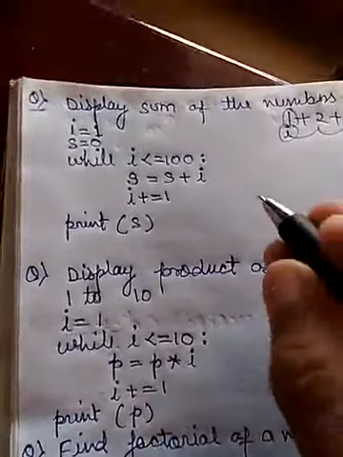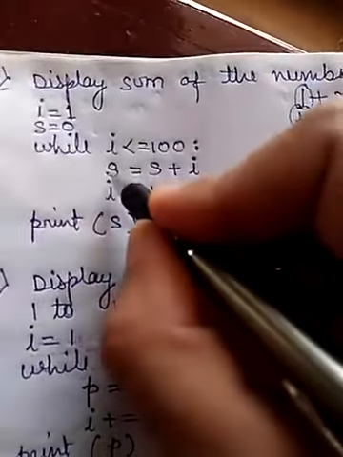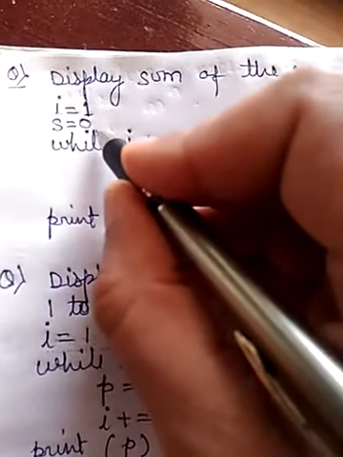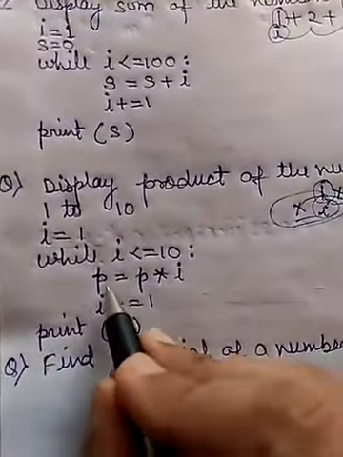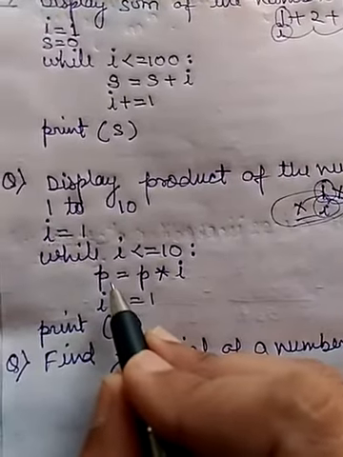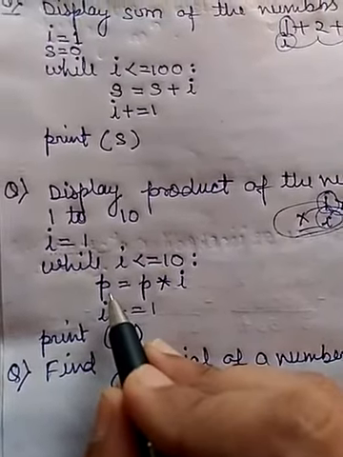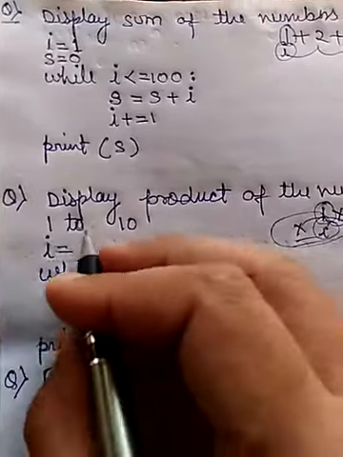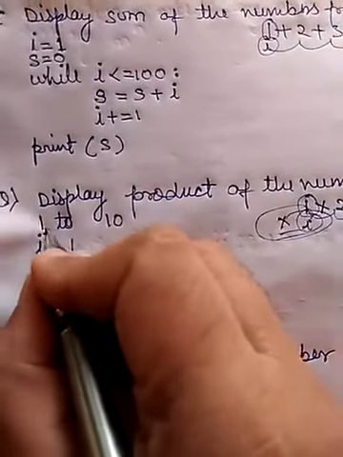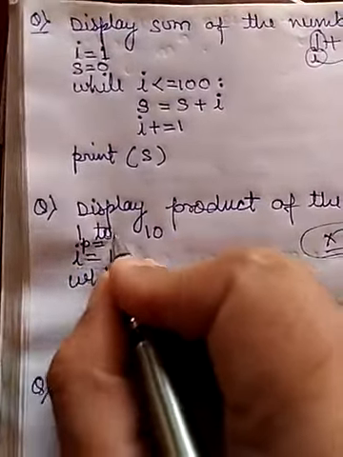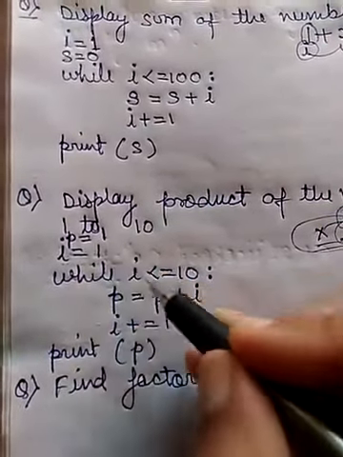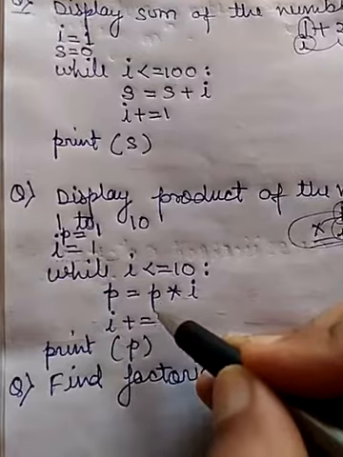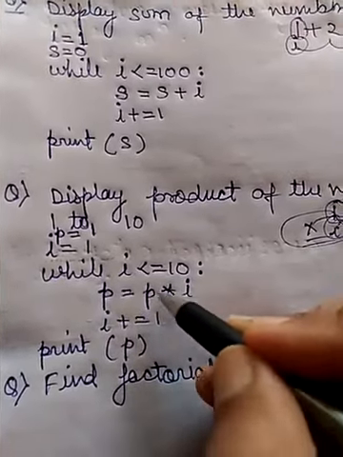Now again, what we have done is initialize the value of sum with 0 before the start of the loop. Here the initial value of the product should be 1. It is also set before starting the loop, so I am initializing the starting value of the product as 1, and then we will multiply the value of I into that product.